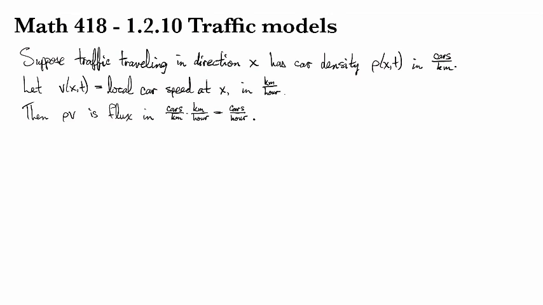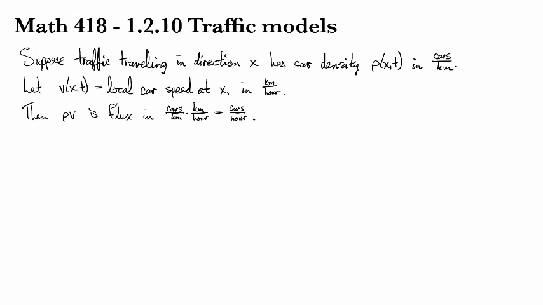Okay, so let's consider a traffic model. We'll suppose that traffic is traveling down the x-axis in the positive x direction, and that the car density is given by rho at location x and time t, expressed in cars per kilometer. We'll take v to be the local car speed at location x in kilometers per hour, and then rho times v will be the flux in cars per hour.